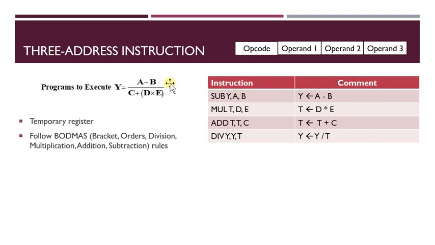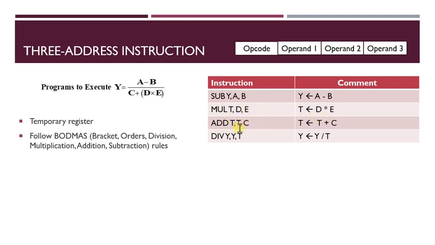So the instruction, you start from the top one, sub Y A B. So it means that memory Y will receive the result of the subtraction of A and B. So this is the comment Y equals A minus B. So the result will be stored inside Y. The next one, multiply T D E. So you use the temporary register to do the multiplication of D and E, right? And this is the comment.